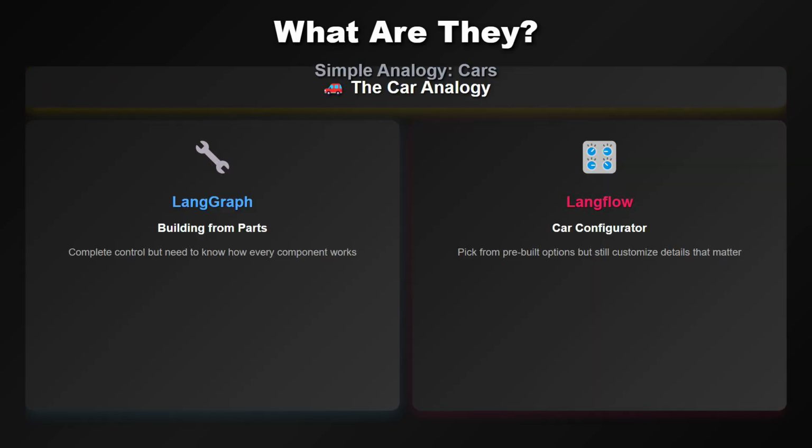Here's a simple way to think about it. LangGraph is like building a car from individual parts. You have complete control, but need to know how every component works. LangFlow is like using a car configurator. You pick from pre-built options, but can still customize the details that matter to you.